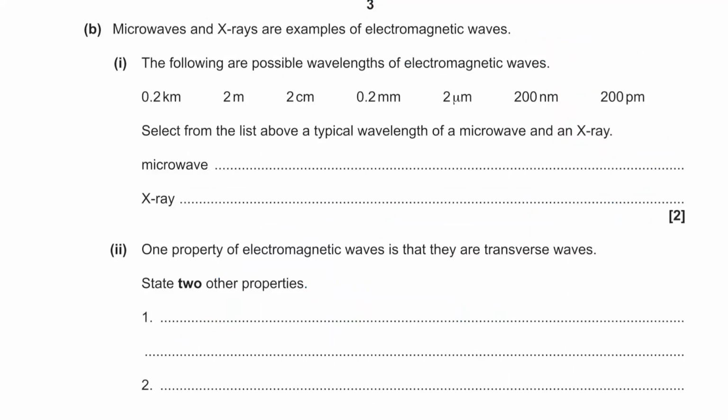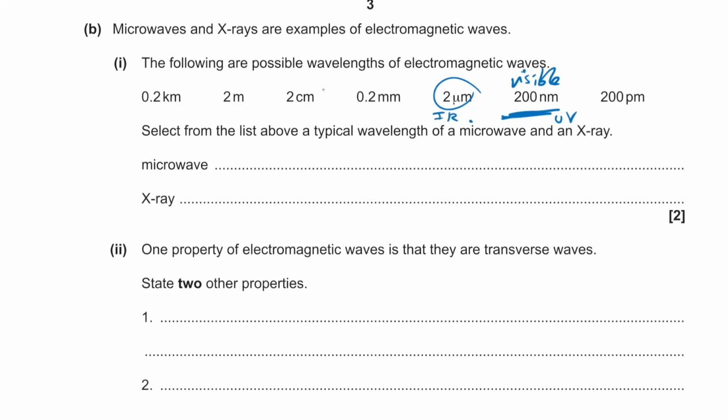Following are possible wavelengths of electromagnetic waves. Select from the list typical wavelength of a microwave and an X-ray. Well, you should know that visible light is hundreds of nanometers, so this is a little bit on the short side. So that is probably something like UV. Bigger than that, like 2 micrometers, that's probably going to be your infrared. Therefore, we need to go even bigger.